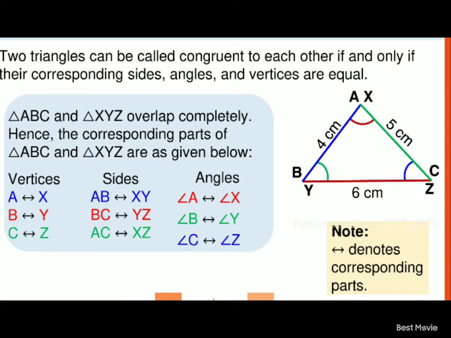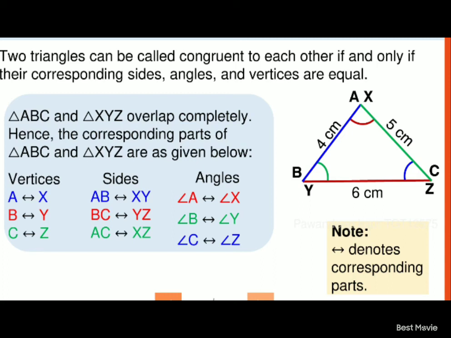Congruence of two triangles. Two triangles can be called congruent to each other if and only if their corresponding sides, corresponding angles and corresponding vertices are equal. This is a combination of the two triangles, and they are completely overlapping. Hence we can say triangle ABC and triangle XYZ overlap completely. Hence the corresponding parts of triangle ABC and triangle XYZ, as given below, are equal and completely overlapping. One symbol is also there, written below as a note. This symbol we use to denote the corresponding parts.